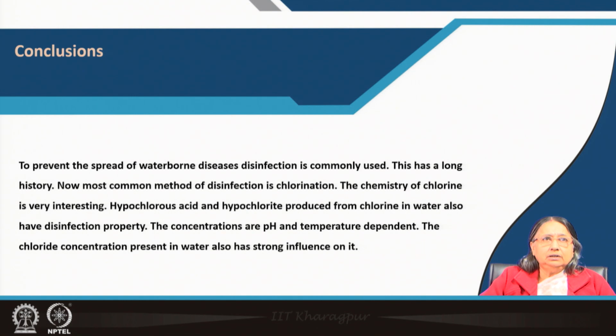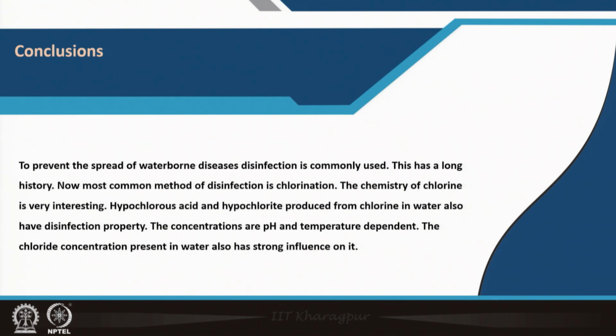Now, as a conclusion for this lecture, to prevent the spread of waterborne diseases, disinfection is commonly used. I have already explained this has a long history. The most common method of disinfection is chlorination. The chemistry of chlorine is very interesting. Hypochlorous acid and hypochlorite produced from chlorine in water also have disinfection properties. The concentrations are pH and temperature dependent. The chloride concentration present in water also has a strong influence on it, which I discussed.